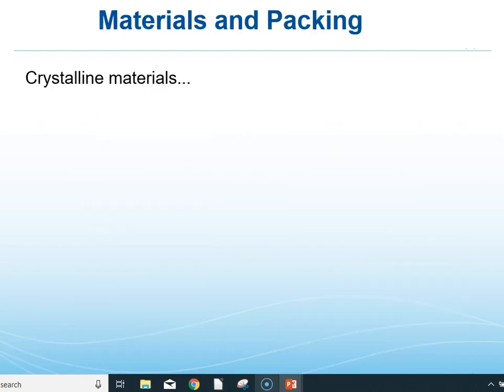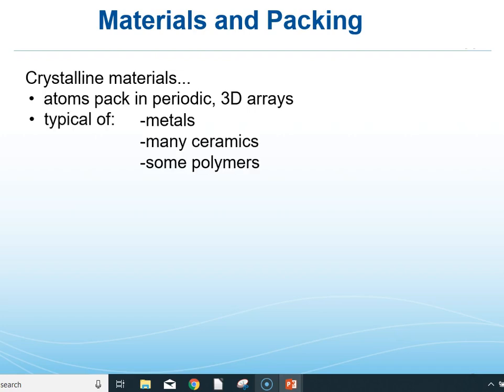So, materials and packing. Crystalline materials. What's the definition? They're atoms that are packed in periodic 3D arrays. This is typical of metals. Almost all metals, almost all ceramics, provided they are not supercooled, and most polymers, although the fraction of polymers that are crystalline is much smaller than the fraction of metals that are crystalline.